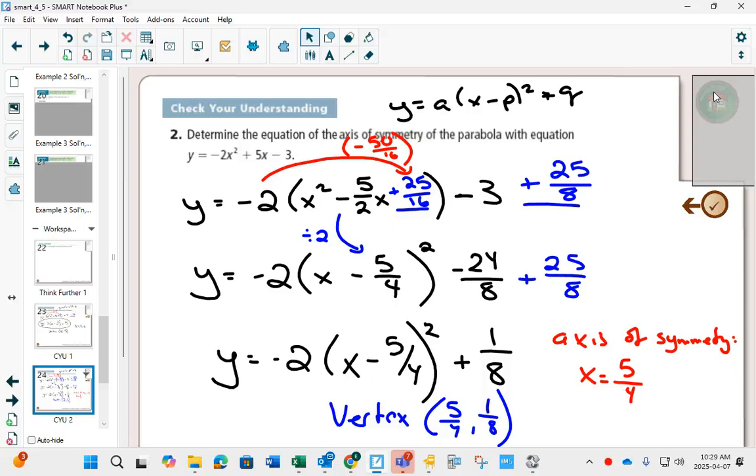Questions for practice on this one? Circle 8 and 10.